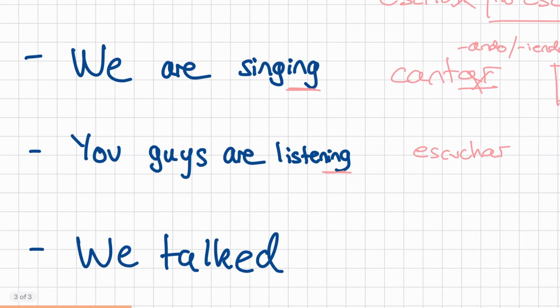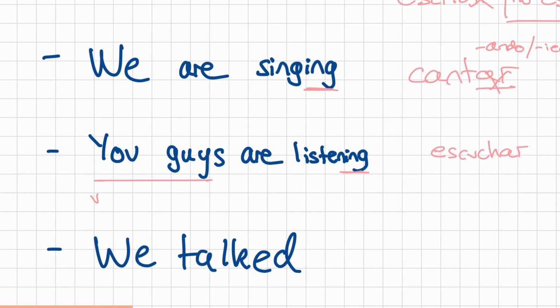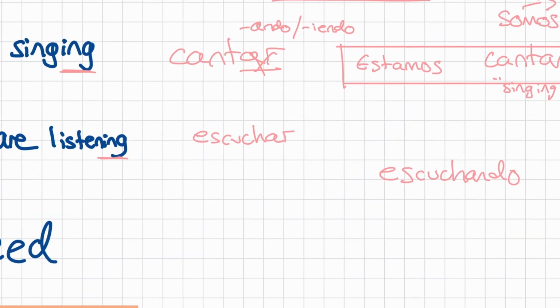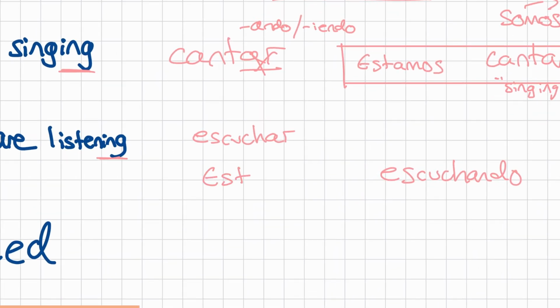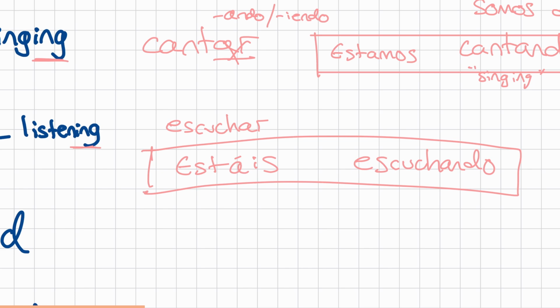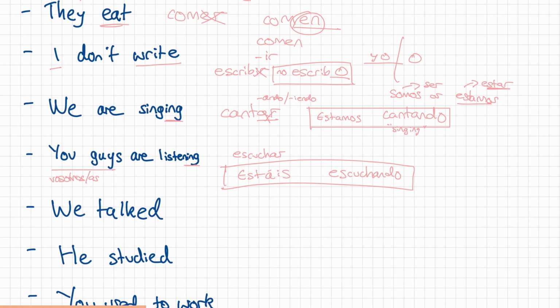You guys. This is the vosotros. Or I guess vosotras as well. But in this case, let's use vosotros. So estáis escuchando. So again, we're using estar. So similar to estamos is going to be estáis. Estáis escuchando is going to be this one. You guys are singing. Oh, sorry, you guys are listening.